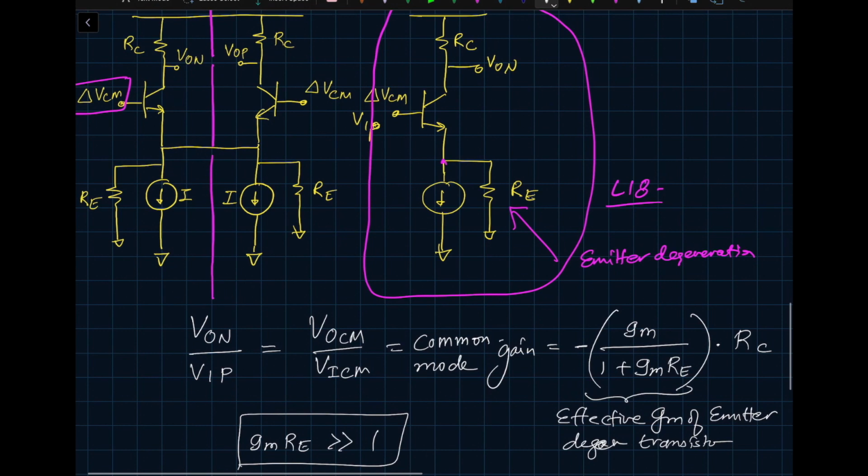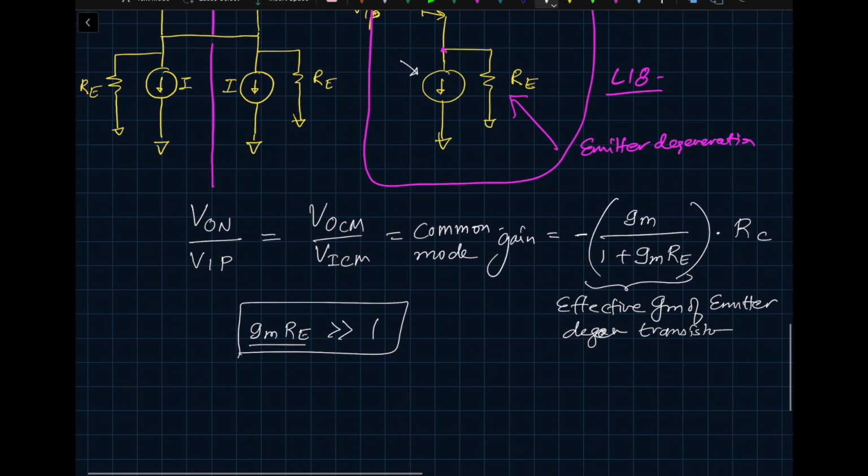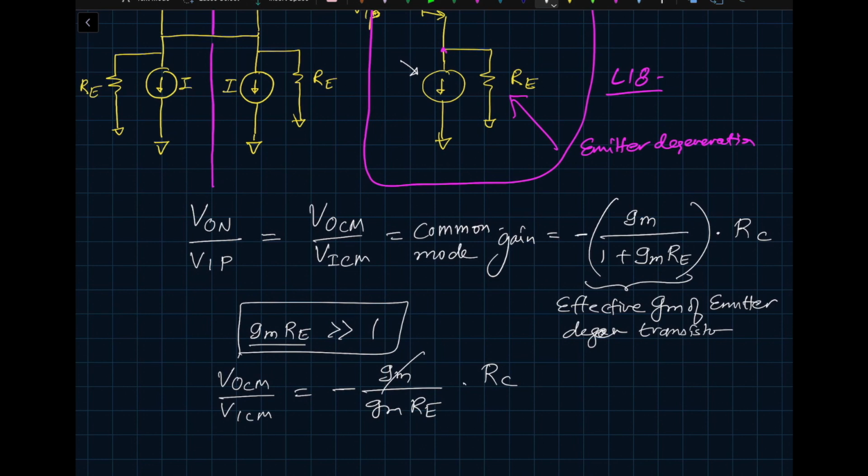As you can see, this is a current source. The current source is supposed to have really high output impedance, output resistance. So obviously you should expect GMRE to be much greater than 1. So in that case, we can simplify: VOCM over VICM is equal to minus GM divided by GMRE times RC. So GM will go away, and this expression will just look like minus RC divided by RE.